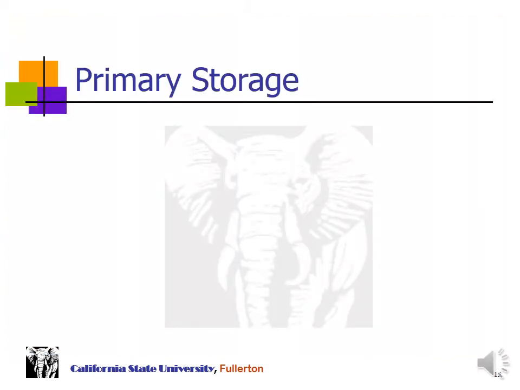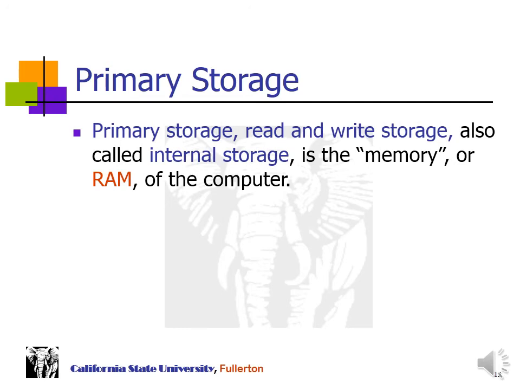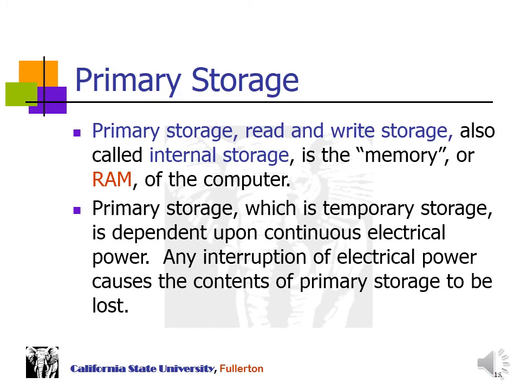There are two types of storage, primary and secondary storage. Primary storage is read and write storage, also called internal storage. It is the memory or RAM of the computer. Primary storage, which is temporary storage, is dependent on continuous electrical power. Any interruption of electrical power causes the content of the primary storage to be lost.